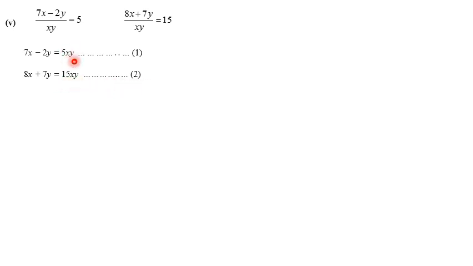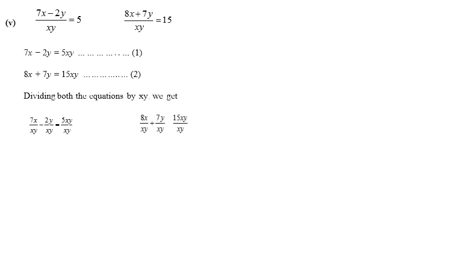Next we have to eliminate this xy from here. We want a constant term. What you have to do is divide both sides by xy in equation numbers 1 and 2. Here you see 7x, 2y, 5xy: three terms are being divided by xy. Then here 8x, 7y, 15xy: same here, each term is divided by xy.